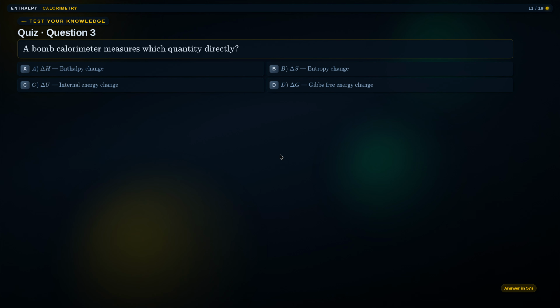Quiz question 3. A bomb calorimeter measures which quantity directly? Option A, delta H, the enthalpy change. Option B, delta S, the entropy change. Option C, delta U, the internal energy change. Option D, delta G, the Gibbs free energy change. Study the options and select your answer.